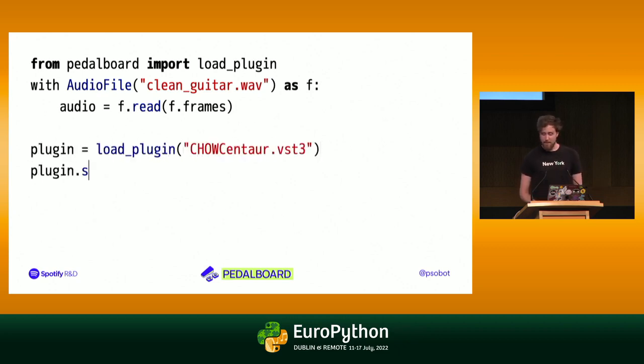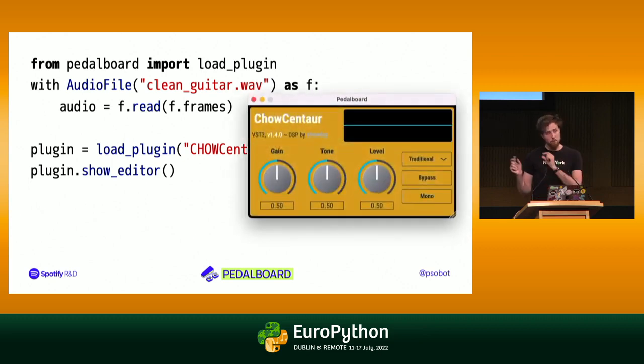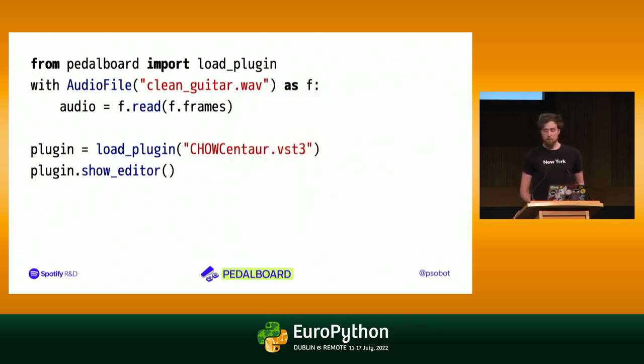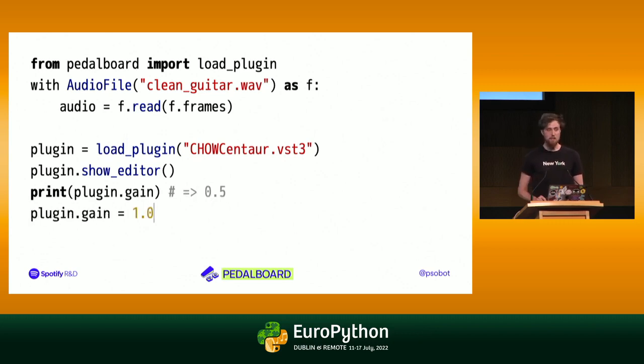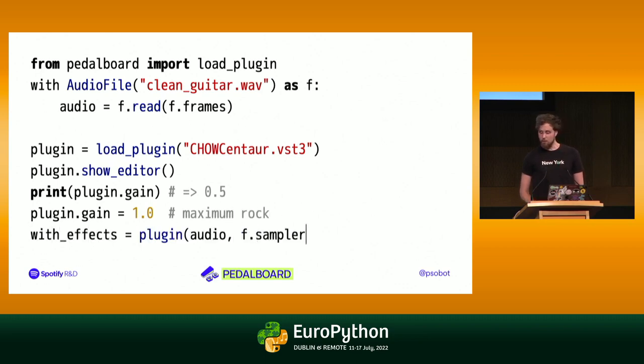So we'll load that plugin, and then we'll also do plugin.showEditor. Show editor here will actually open up the plugin's UI, and directly in Python, you can play with the buttons and change the sliders and do all the sorts of stuff you might do in your digital audio workstation. Then just like before, we can run audio through it. We'll do print plugin.gain to change certain parameters. We'll set plugin gain to 1.0 for maximum rock. And then audio goes through, and here's the before and after one last time.